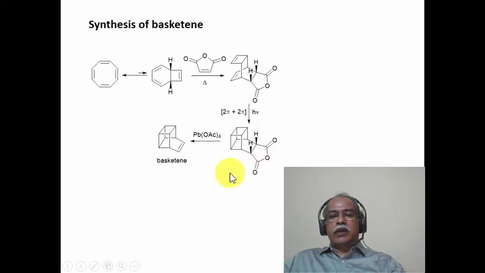Now all you need to do is hydrolyze the anhydride to the dicarboxylic acid, and the dicarboxylic acid can be oxidatively decarboxylated to give this olefin using lead tetraacetate as an oxidizing agent. Lead tetraacetate is a powerful oxidizing agent, so it oxidizes the carboxylic acid to the corresponding radical by decarboxylation. So as a result of that, the oxidative decarboxylation of this diacid essentially produces this olefin, which is the basketene in this structure.